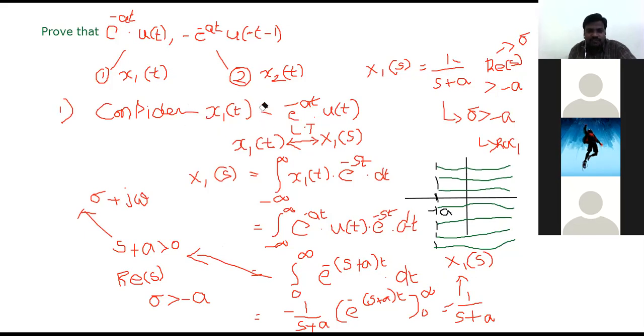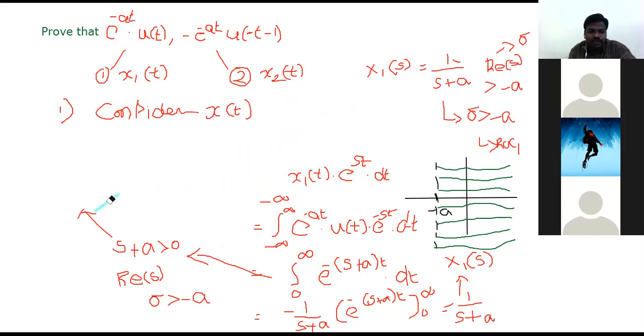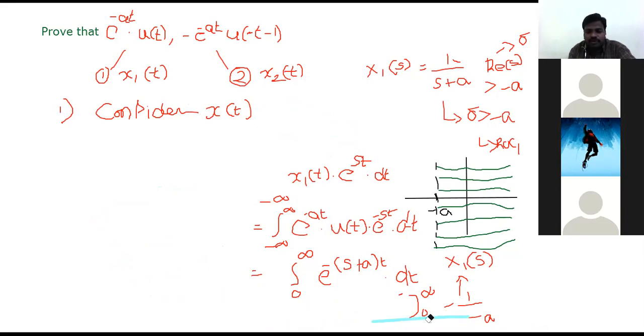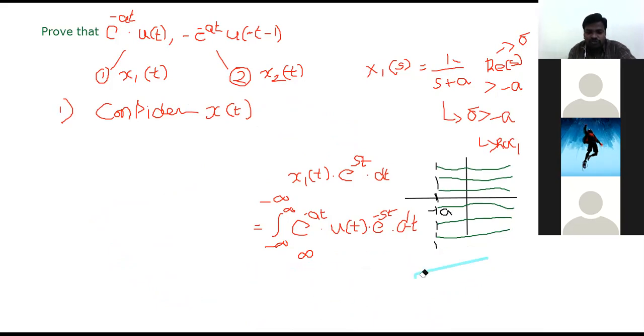So x1 of t. Now we are going to consider the second case, x2 of t, and again we need to determine the Laplace transform for that function, and later we will prove that the Laplace transforms of both functions are equal. This is an important problem. Prove that the two functions have the same Laplace transform but different ROCs.